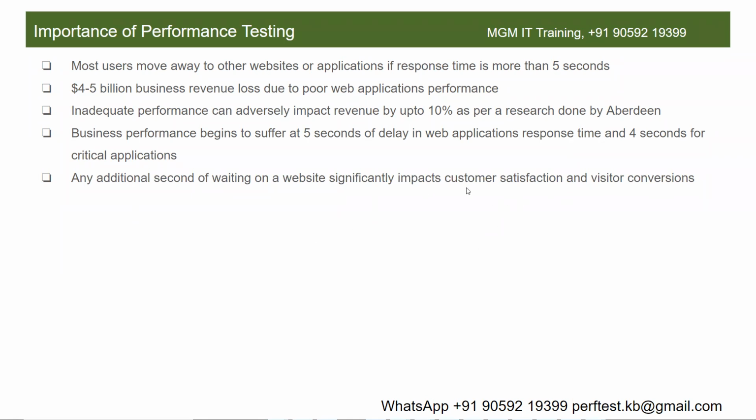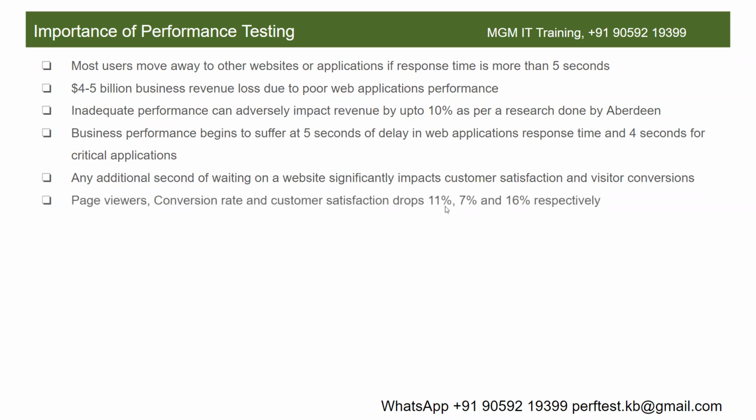Clear, guys? I think all these are self-explanatory statements. I need not explain in detail, isn't it? So page views, conversion rate and customer satisfaction drop 11, 7, and 16% respectively if the performance of the application is not good, right?